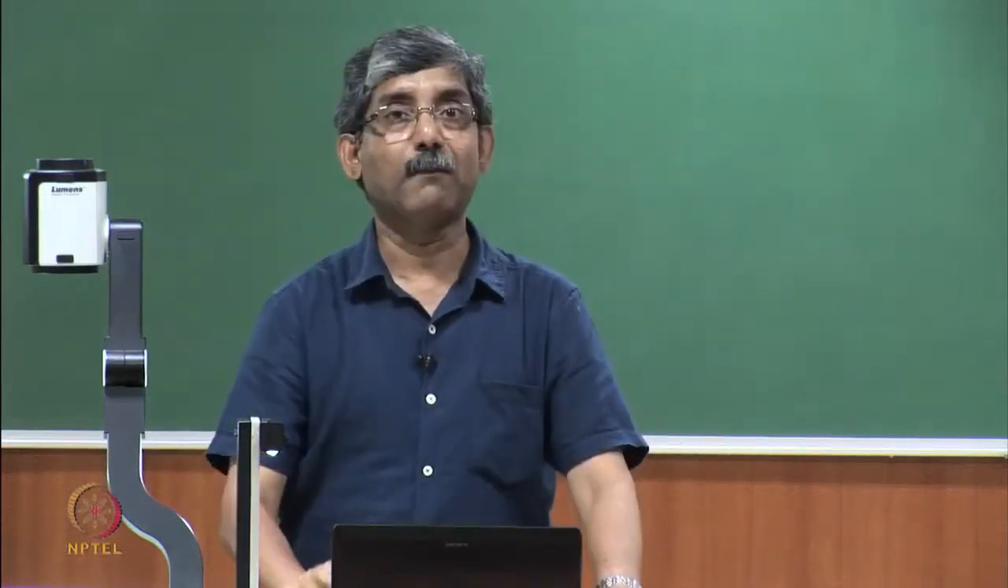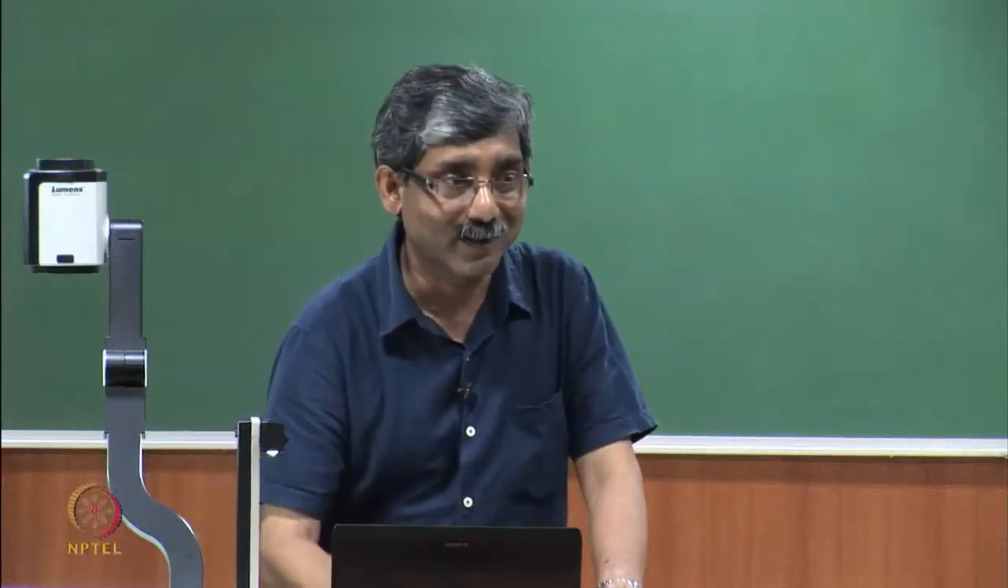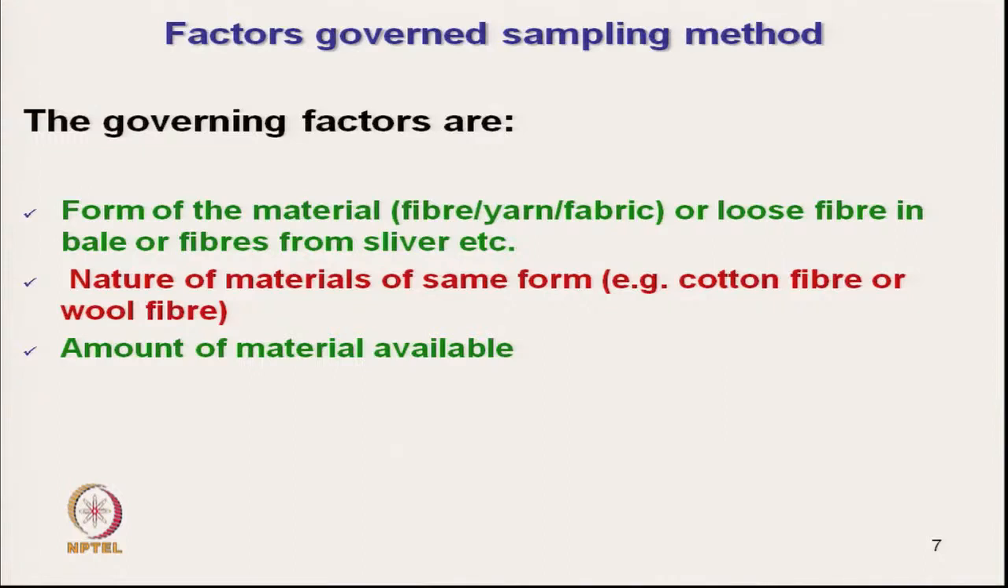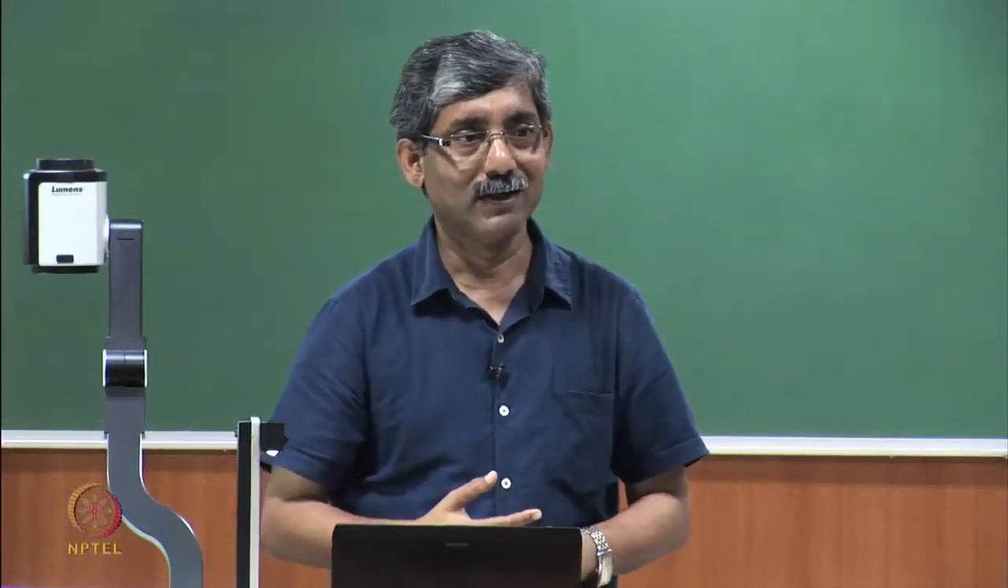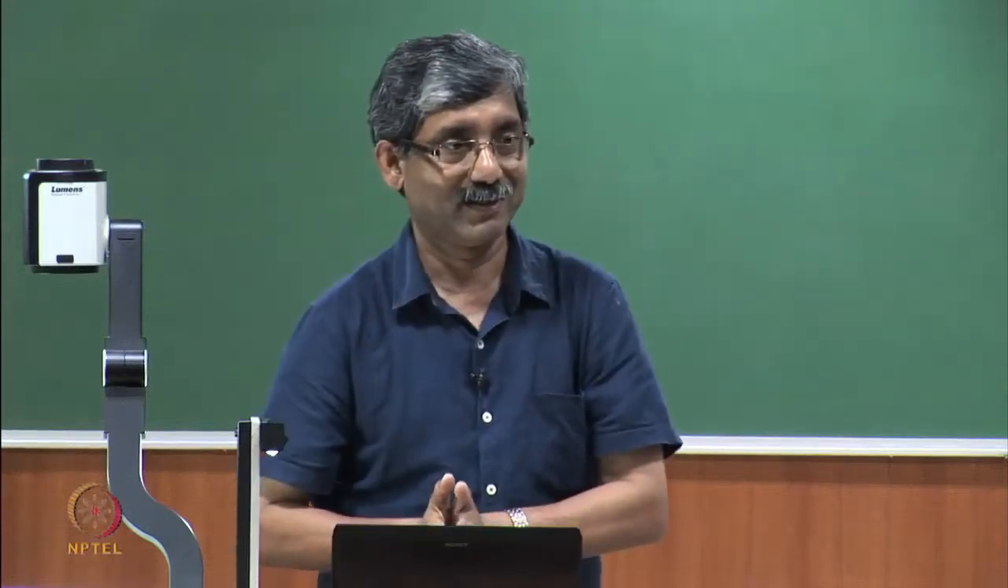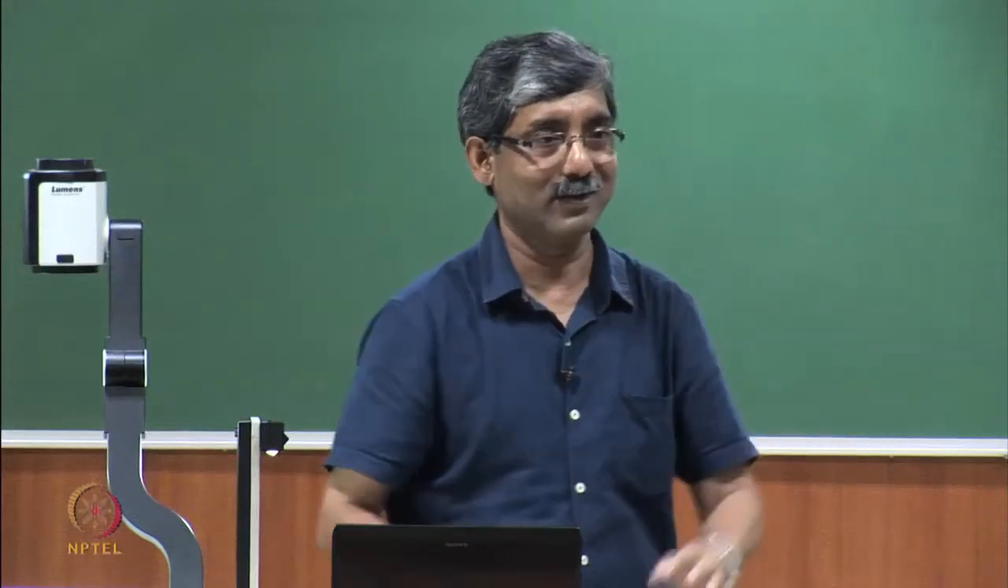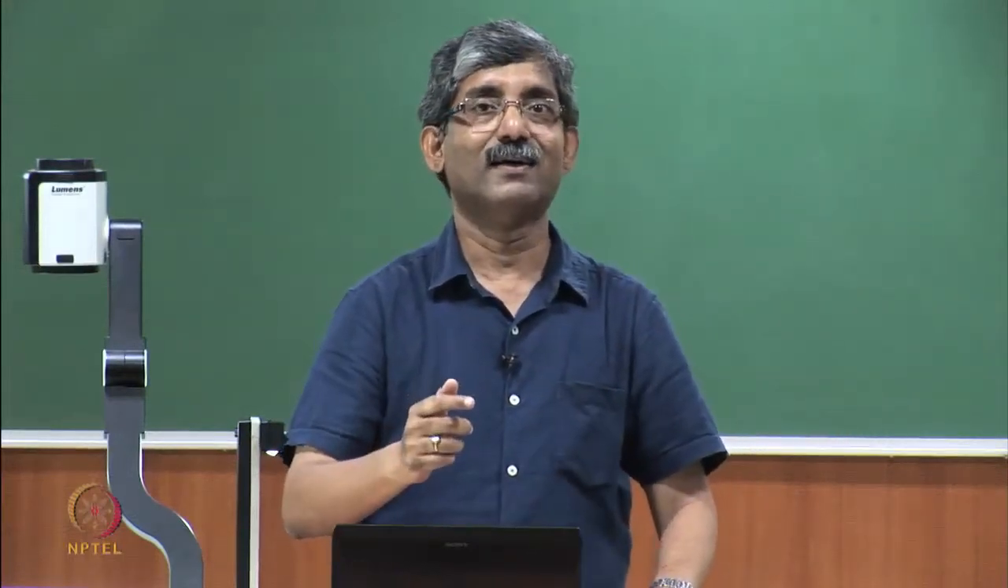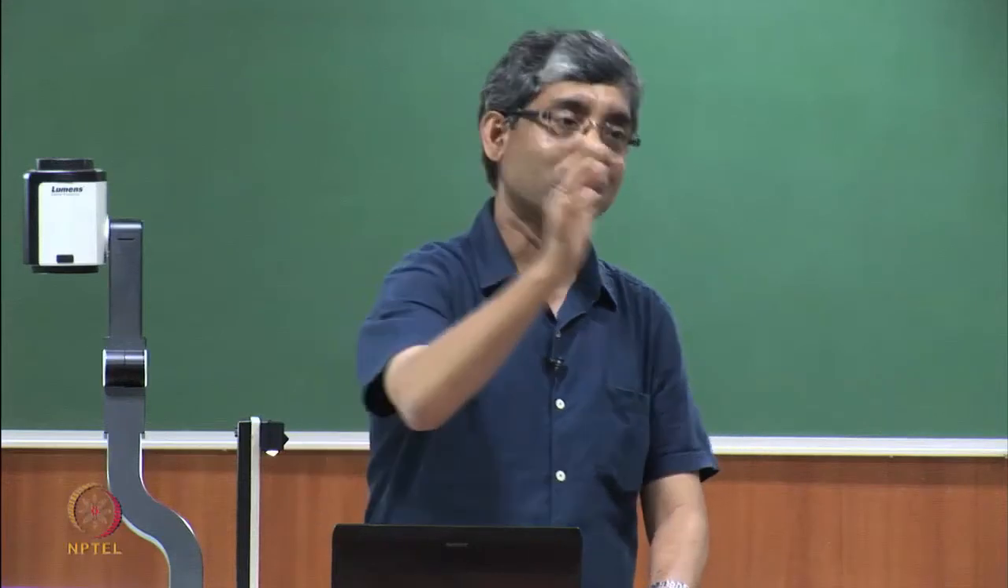Then, amount of material available. Suppose I have a container of, say, 15 tons of yarn. So, thousands of bobbins or cones are available. In that case, I will adopt a particular sampling technique. But if I have only, say, 10 bobbins available, in that case the sampling technique will be different.